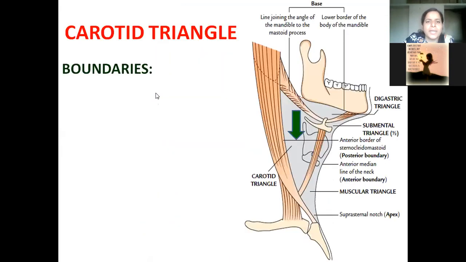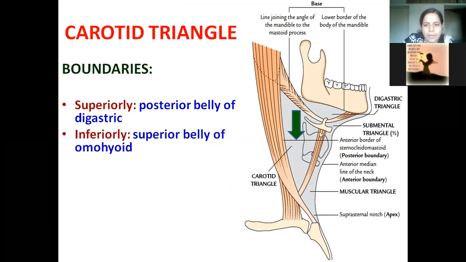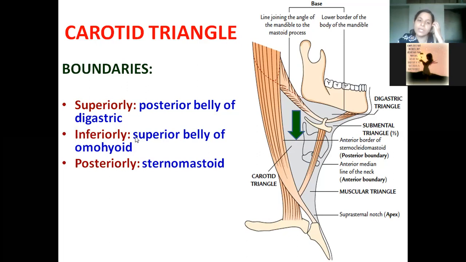Now, see the next very, very important triangle, which is usually asked in your exams, the carotid triangle. Now, let us see the boundaries of the carotid triangle. So, what are we finding? Superiorly, this muscle. What is this? Posterior belly of digastric. Then inferiorly, which muscle are we finding? Superior belly of omohyoid, isn't it? Then behind, what are we finding? Sternocleidomastoid. So all these muscles, this triangular space, that is the carotid triangle.